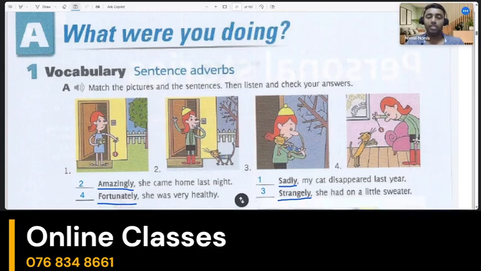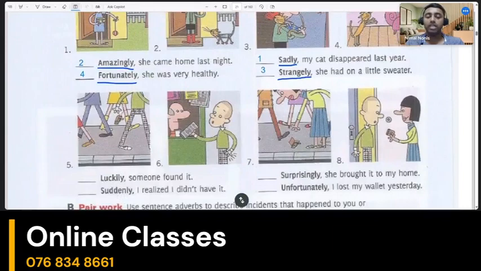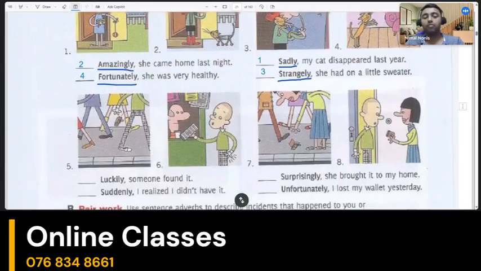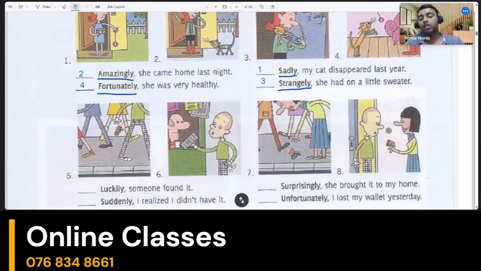Okay, fortunately. In that way, students, can you all try these four pictures as well? There are four sentences here, and there are four pictures also. In the way that we did the previous one, can you all do this one as well and send me the answers in the Google chat? Now let's look at these pictures.